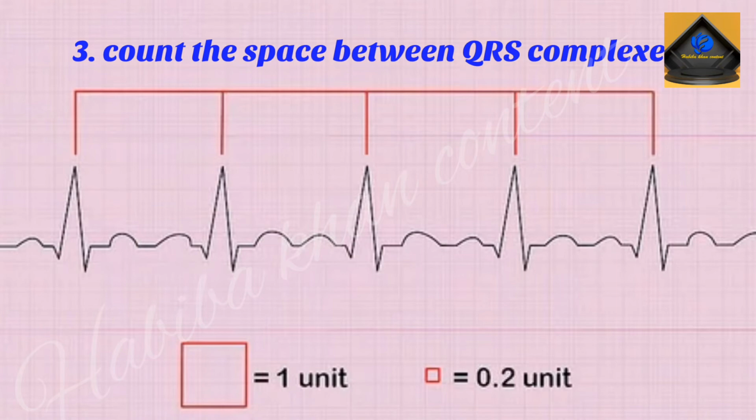Often, it will be a fractional number as the complexes will not land exactly on the squares. For instance, 2.4 squares or 3.6 squares may separate adjacent QRS complexes. There are normally 5 little squares embedded in each large square, allowing you to approximate the distance between QRS complexes to the nearest 0.2 units, because one big square divided into 5 small squares gives you markings every 0.2 unit.